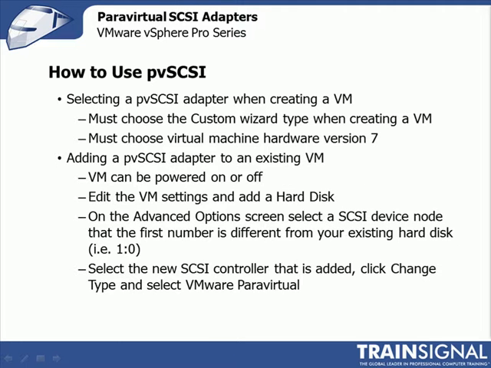To use a PV-SCSI adapter when creating a new VM, you must choose a custom wizard type. You must also choose Virtual Machine Hardware version 7. Let's look at a demonstration of adding a PV-SCSI adapter to a new VM.